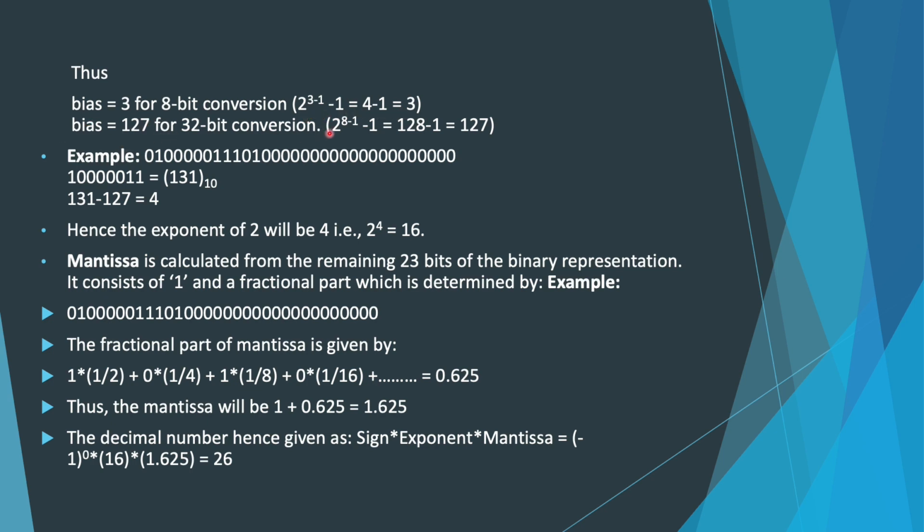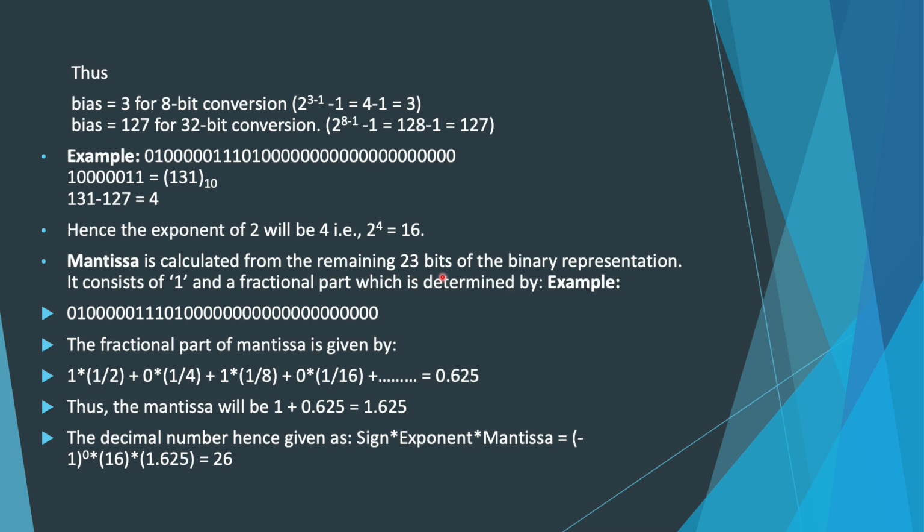127 for 32-bit conversion. In the given example, 0 is the sign bit, the next 8 bits are exponent bits, which are 1, 0, 0, 0, 0, 0, 1, 1, which represents 131 in decimal. Therefore, exponent will be 131 minus bias, that is 127, which is equal to 4. Hence, the power of 2 will be 4, that is 2 to the power 4 is equal to 16.